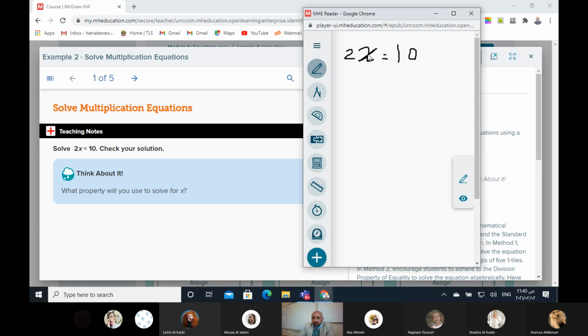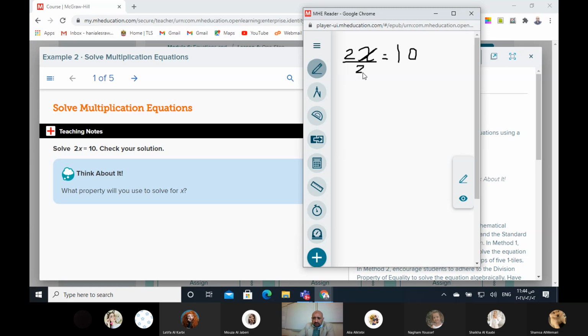The number that multiplies the variable, what is the name of this number? Coefficient. So how to solve this equation? Try to remove the coefficient. How to remove the coefficient? What is the operation between the coefficient and the variable? Multiplication. So use the opposite operation to remove it.